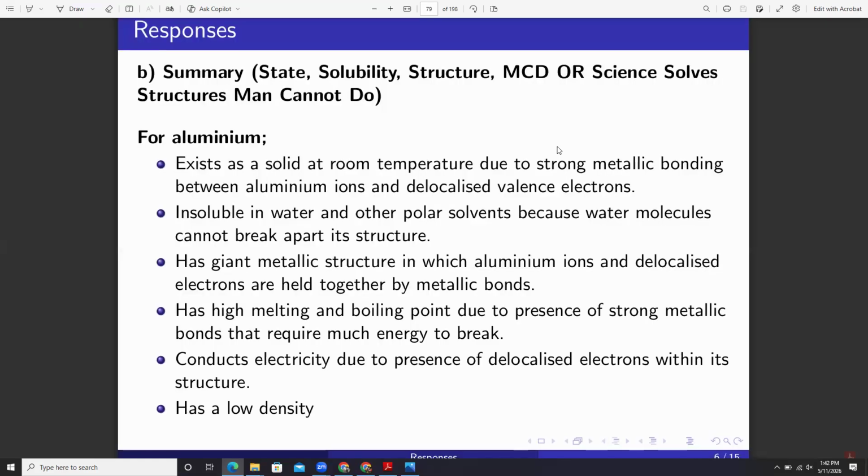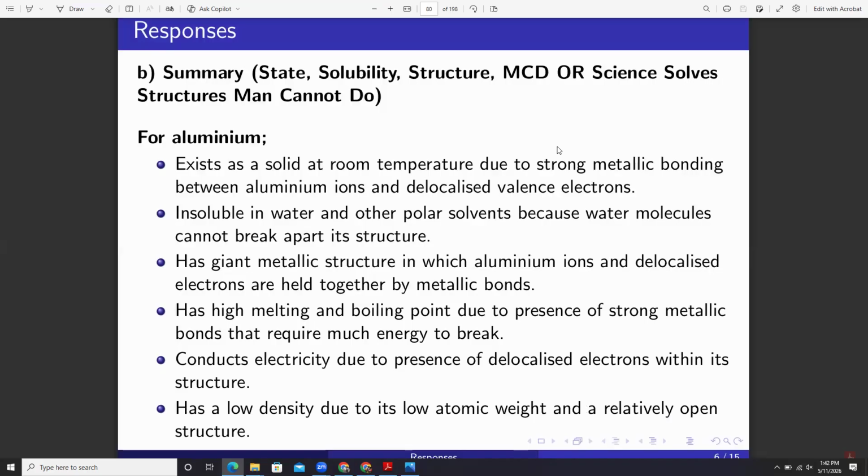Therefore, here we are going to say that it has a low density. Why? It has a low density due to its low atomic weight. Aluminium is element 13, with the atomic number 13 and atomic weight 27. So that weight is very low and its structure is relatively open.